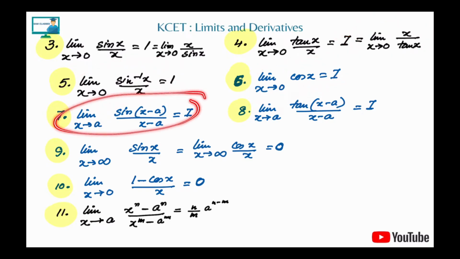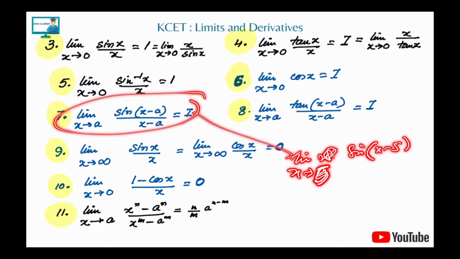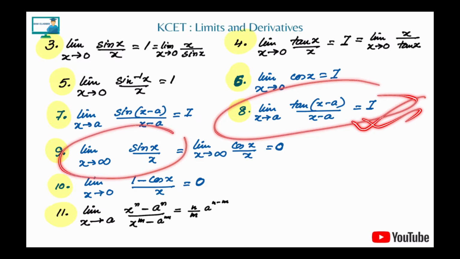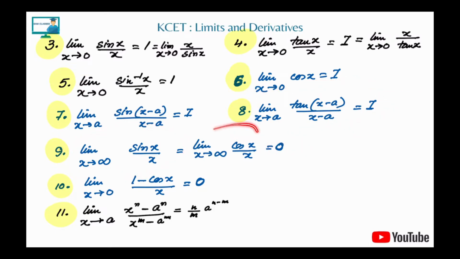Now sometimes they don't give it directly, but they'll take the limit x tends to, let's say, 5, and they'll give you sin of (x minus 5) by (x minus 5). Same thing: if I put 5, it is sin 0 by 0, so that is equal to 1 again. Same thing with tan. When x tends to infinity, it will tend to 0. Clear? Now same thing with cos x by x.